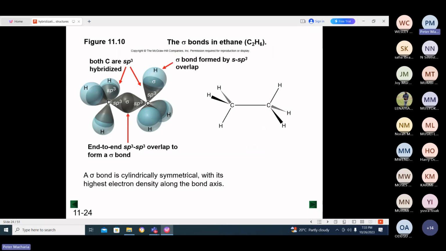You are given the example of ethane, showing the type of hybridization. In ethane, just like in methane, the type of hybridization is sp3. All the orbitals are sp3 hybridized, and so all the bonds involved are sigma bonds, between carbon and carbon, and carbon and hydrogen. Between carbon and carbon are two sp3 hybrid orbitals. Between carbon and hydrogen, you have sp3 and s from hydrogen, forming all of them sigma bonds.